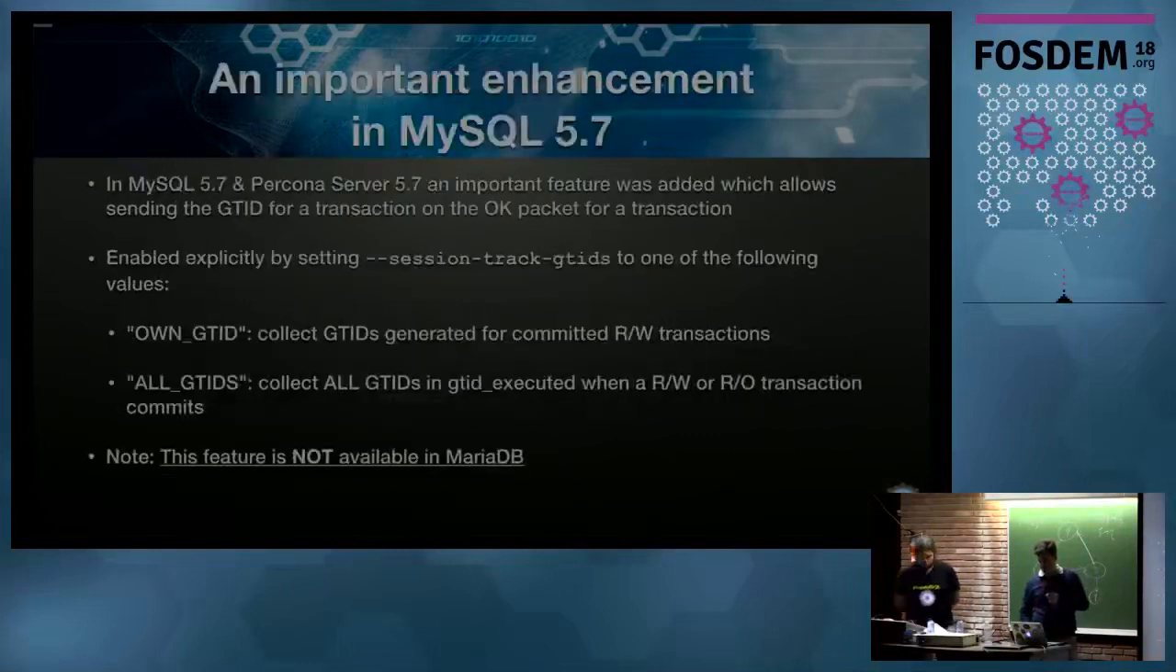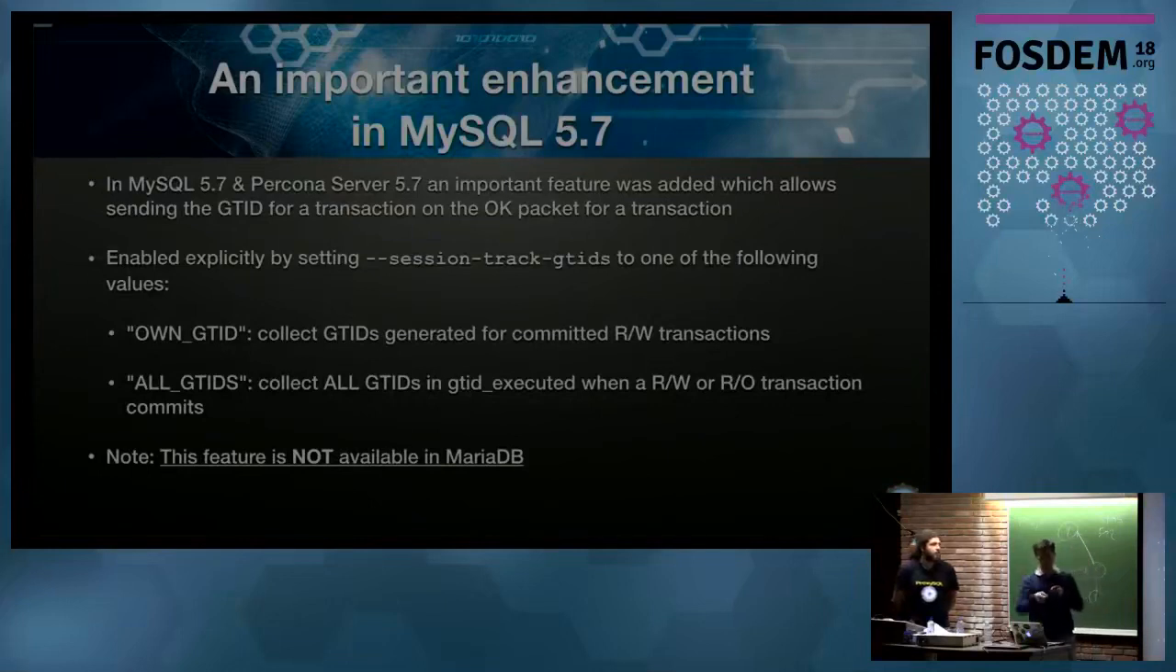So in MySQL 5.7, a variable was introduced that's pretty important. Now, this is available in Percona Server and Oracle's MySQL, but not in MariaDB as of yet. So the variable is session_track_gtids, and basically when you enable this, you can get either the own GTID, so the GTID generated for the last transaction that you executed, or the full set of GTIDs returned in the OK packet.